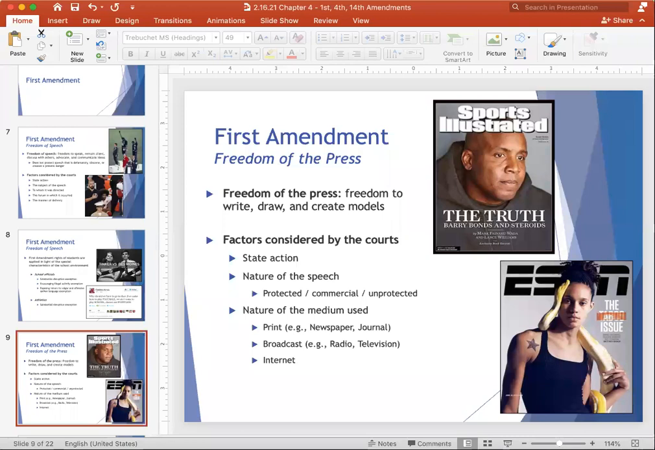And then with the internet, just in terms of our particular context, courts have found that school officials are not authorized to censor the internet, even if that internet is accessed at the school. I just thought that was pretty interesting when it comes to university libraries and things of that nature.